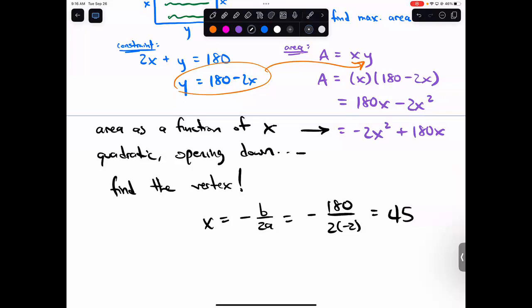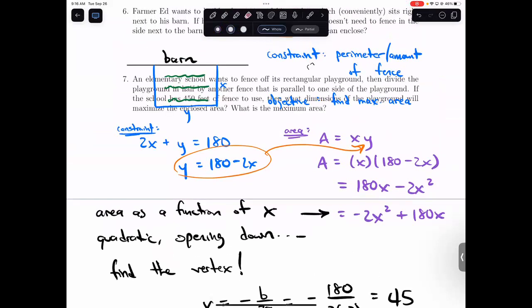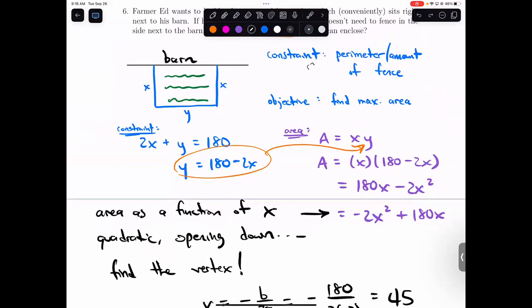No. Grady's very hesitantly shaking his head. No, it does not. What was the question? Find the maximum area. What did we just find? We just found one of the sides, right? We just found x because we wrote the thing in terms of x. We called the side x in the first place. This side is 45 feet. And this side then is also 45 feet.